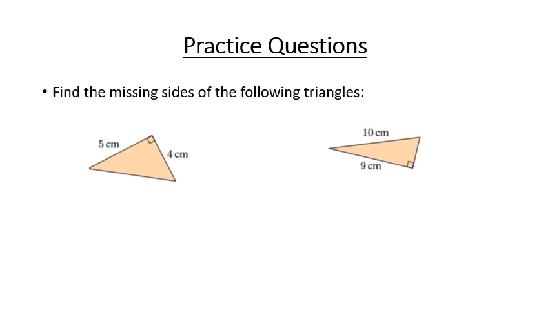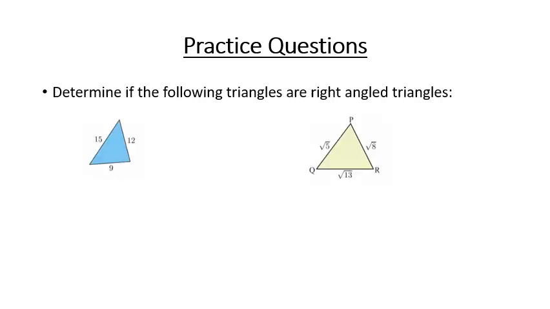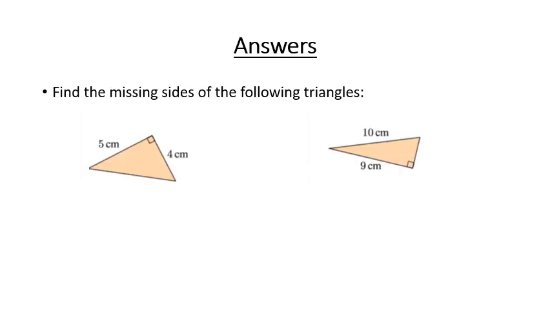Okay, so as stated, here are some practice questions for you to have a go at where you need to find the missing side lengths of the triangles. Once you think you've got them correct, continue the video and we'll see how you went. Okay, now here are some more practice questions where you need to use the converse of Pythagoras theorem to check whether these triangles are right angled triangles. Once you think you've got the right answer, continue on and we'll see how you went. Okay, so let's see how you went.